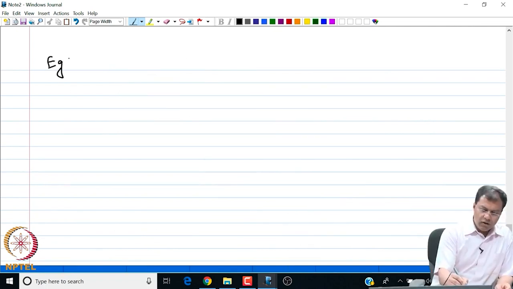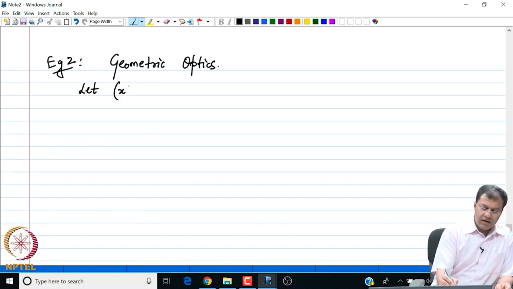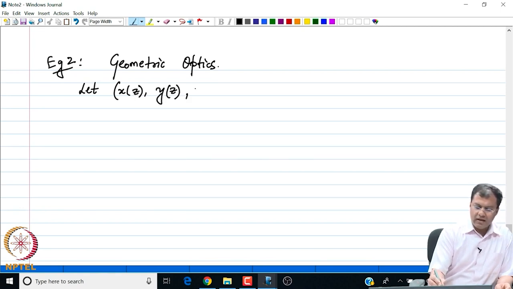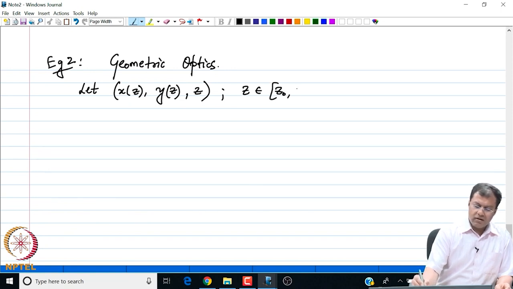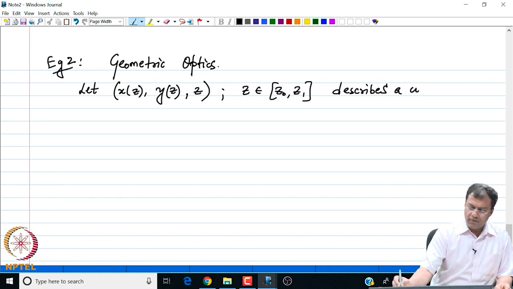So, let us look at an example in geometric optics. Let me say that I am given a coordinate system x, y, z, where z now is the independent variable, and my z lies in an interval, which is a subset of R. It describes a curve gamma, right.